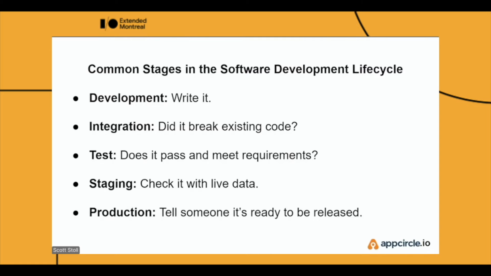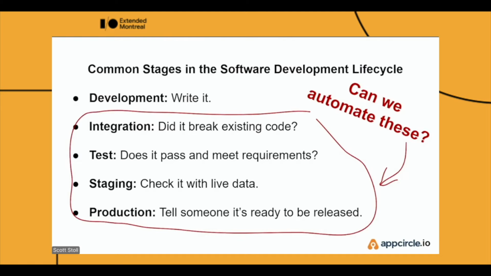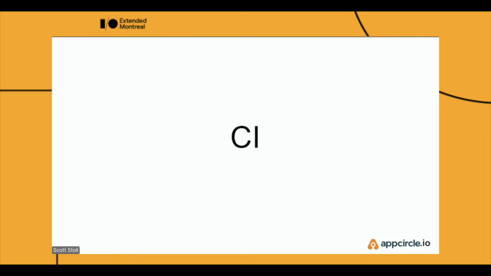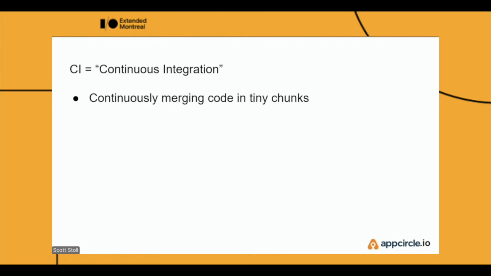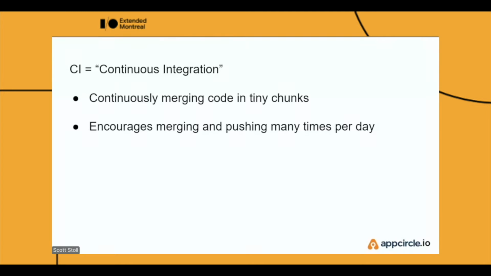So we all like to write code. We're not necessarily DevOps people. And so the question in our mind is going to be, can we automate this stuff? Can we just make it go away so we don't have to deal with it? And that's where CI/CD comes in. So CI stands for continuous integration. And the idea here is you are continuously merging your code in small chunks, little tiny bits. That's one of the important things. You're doing little tiny merges and pushes many, many times a day.